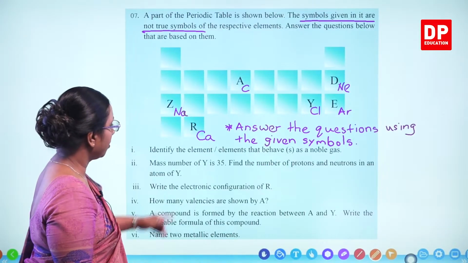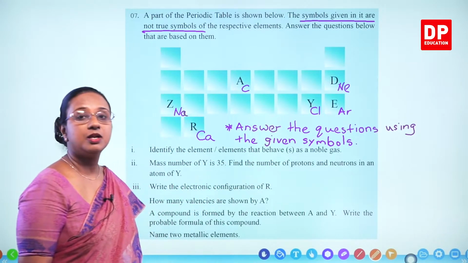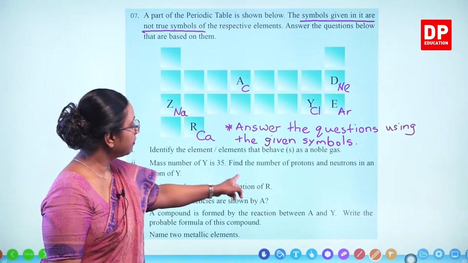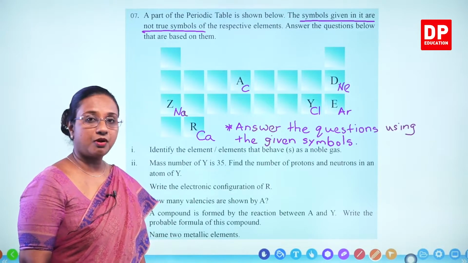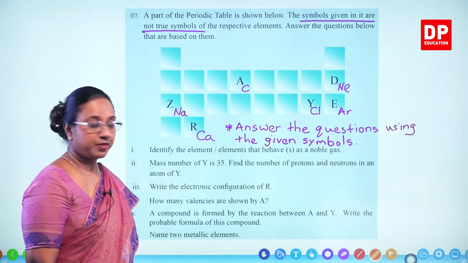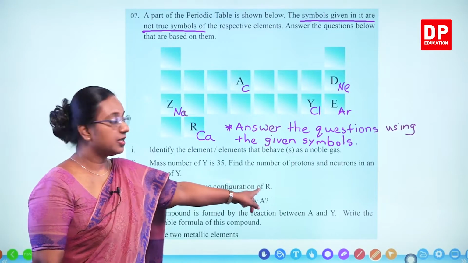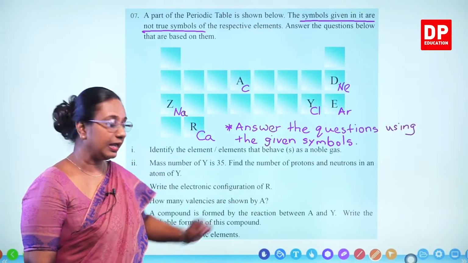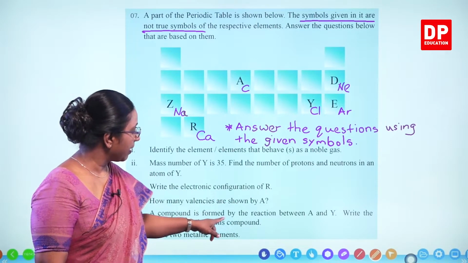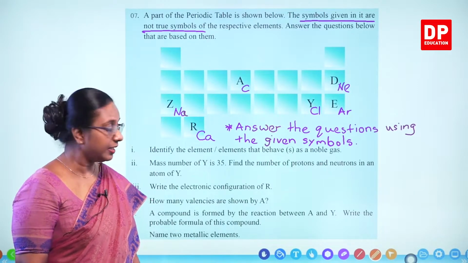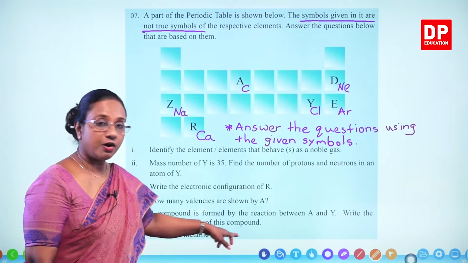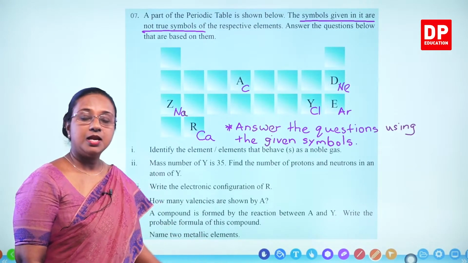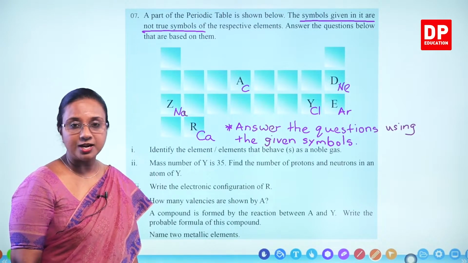Identify the element or elements that behave as noble gas. Mass number of Y is 35. Find the number of protons and neutrons in an atom of Y. Write the electronic configuration of R. How many valencies are shown by A? A compound is formed by the reaction between A and Y. Write the probable formula of this compound. Name two metallic elements. Now we will answer the questions one by one.